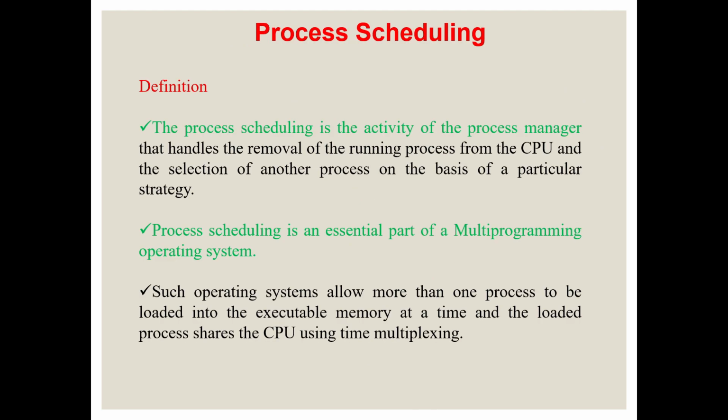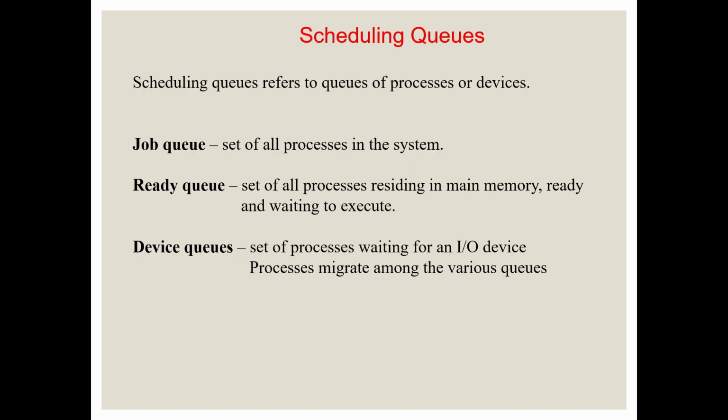Now see process scheduling. Process scheduling is the activity of the process manager. How the process is managed from input to output is part of process scheduling. It handles the removal of the running process from the CPU and the selection of another process on the basis of a particular strategy. Process scheduling is an essential part of a multiprogramming operating system.